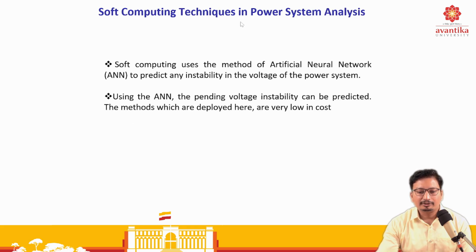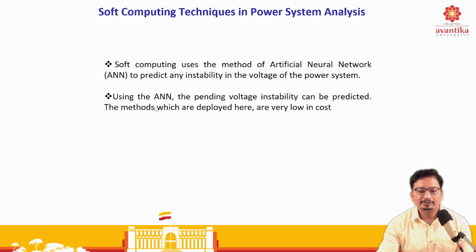Now next is the soft computing technique in power system analysis. So soft computing uses the concept of artificial neural networks to predict any instability in the voltage of the power system. Okay, so suppose we have an infrastructure and in that infrastructure we are applying the power system so that it can operate, or we have any organization where the concept of power has been used, so we can use the approach of soft computing, that is the artificial neural network, to manage the instability in the voltage of the power system.